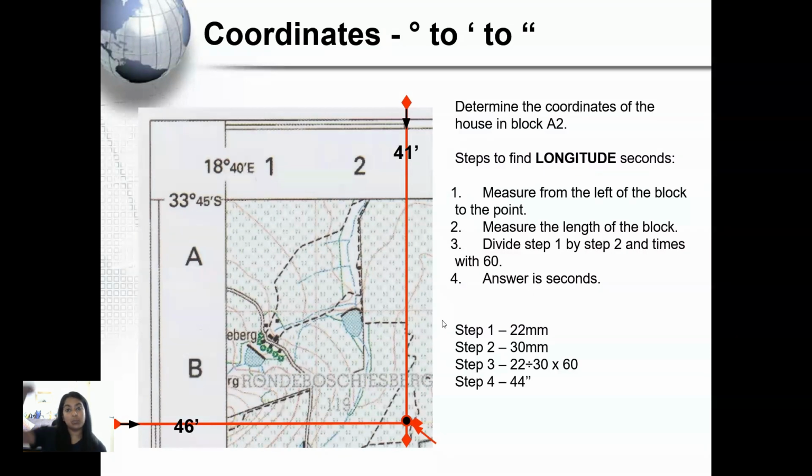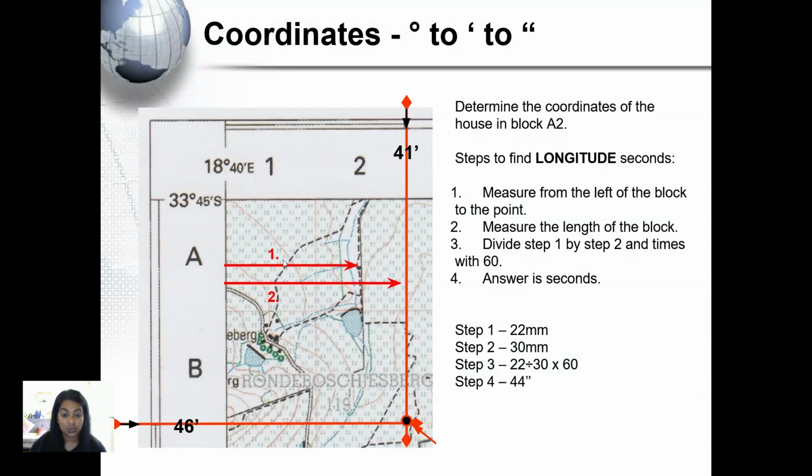And now this last time we measured downwards. We measured between the two latitude lines, but this time we're going to be measuring across, measuring between the two longitude lines. And it's the same thing. So the first thing we're going to do is measure from the left of the block. The numbers are going leftwards, so we start this way, from the left of the block to the house, and then we are going to measure the entire block, right?